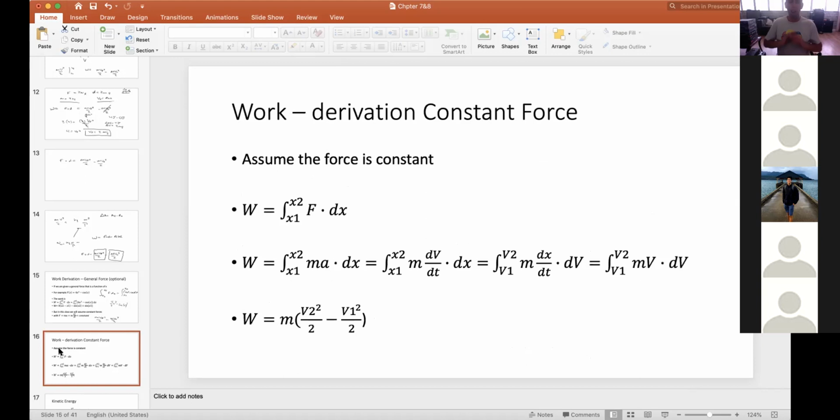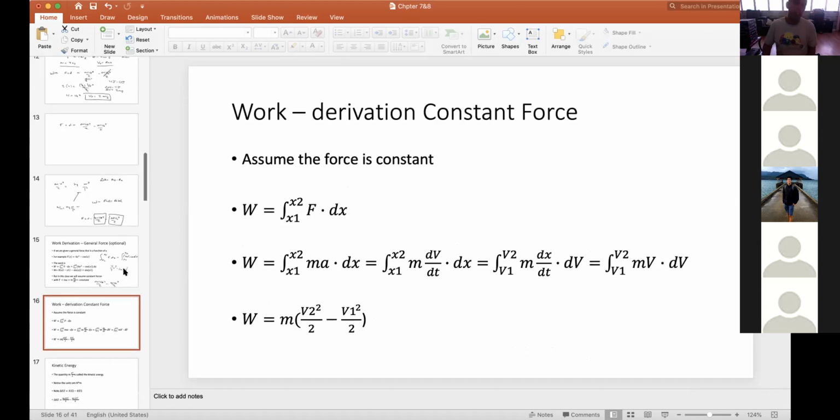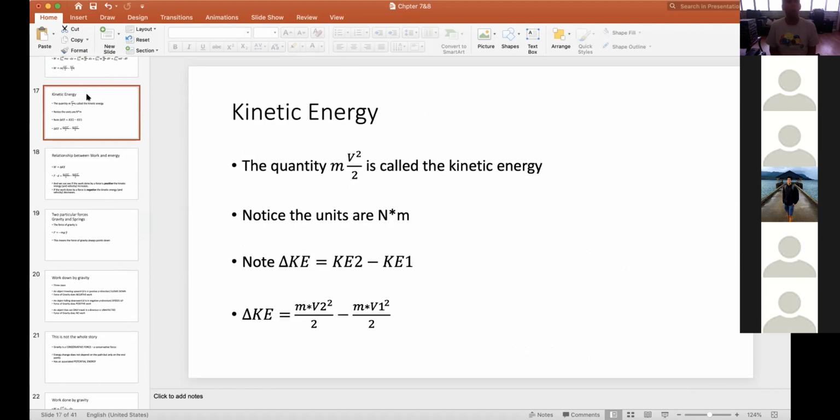All right. So if we have a constant force, as I said, you just can plug in m a, which is m dv dt. You can move the dt under the dx, and you get m v dot dv, and you get that, which is awesome. That just means that work is change of energy. So kinetic energy, m v squared.